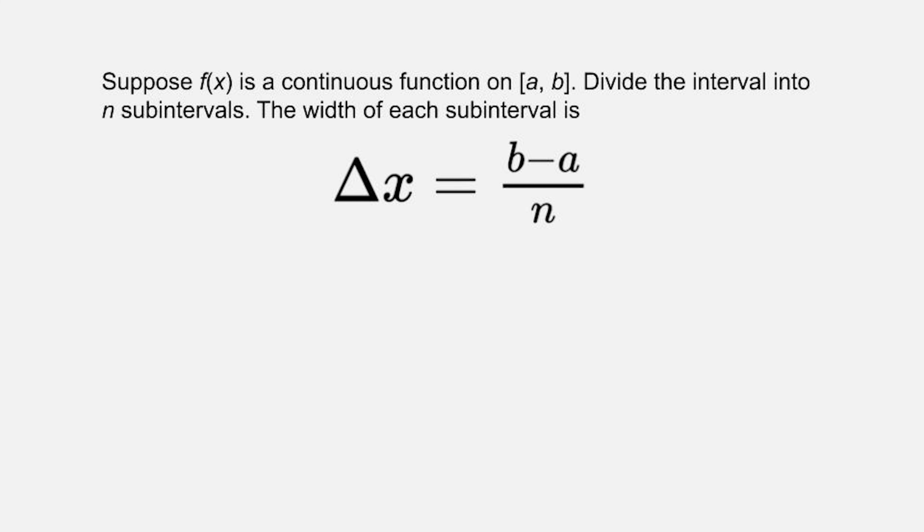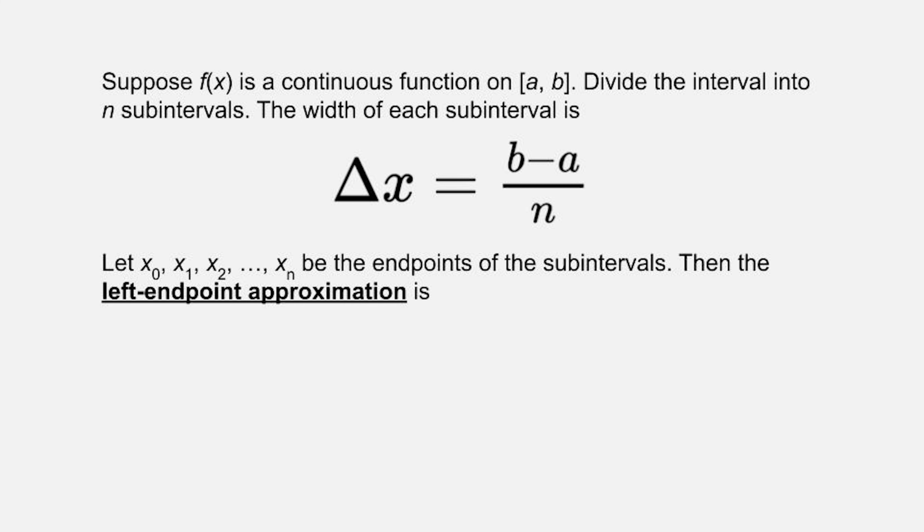Well, b minus a is the length of the entire closed interval from a to b, and we're dividing by n because there are n subintervals. So we're taking the length of the entire interval and dividing by the number of subintervals. And let's label the endpoints of this subinterval. We're going to use the same notation from the picture, where the first endpoint is x0, the next one is x1, the next one is x2, and you go all the way up to xn.